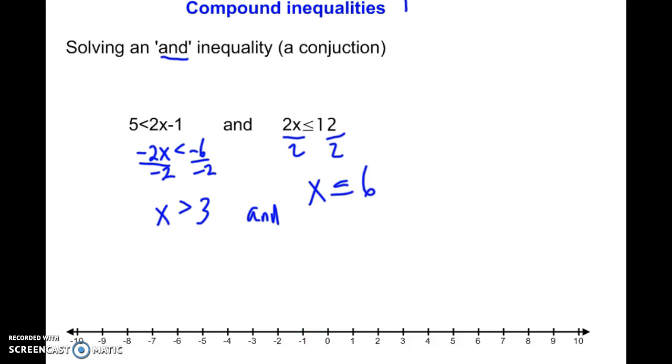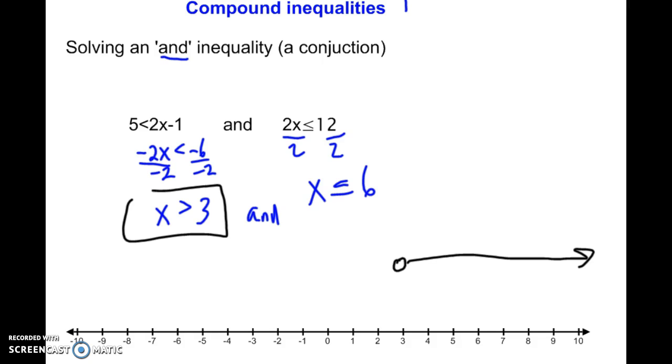When I have a statement like this, I like to graph them up top. So here's what I mean by that. I'm going to graph this one up above, so not on the number line. My answer is going to go on the number line. So I'm going to say x is greater than 3.